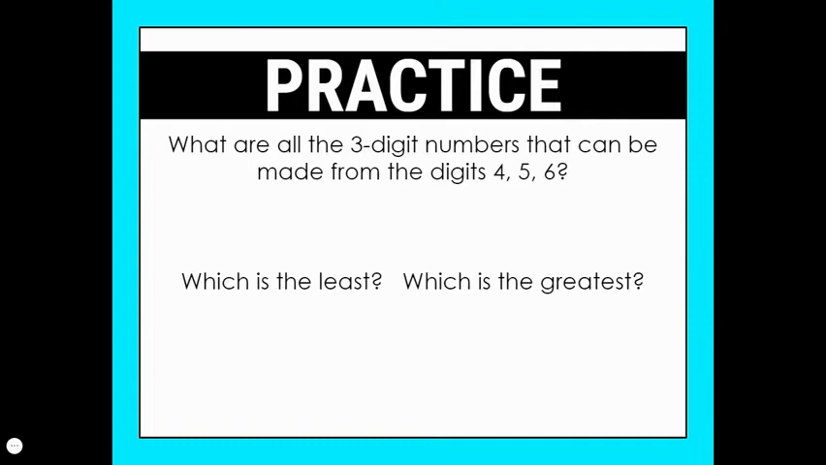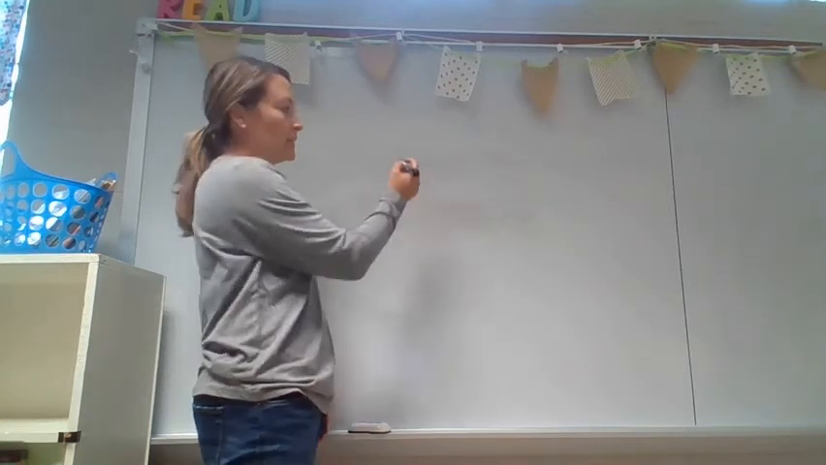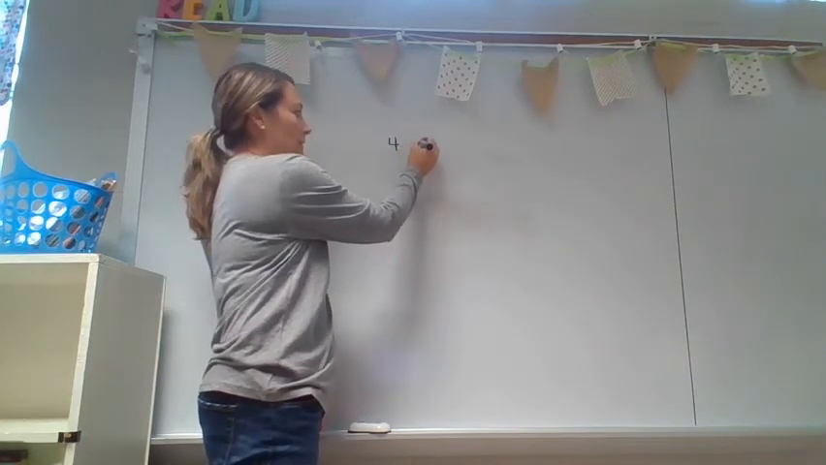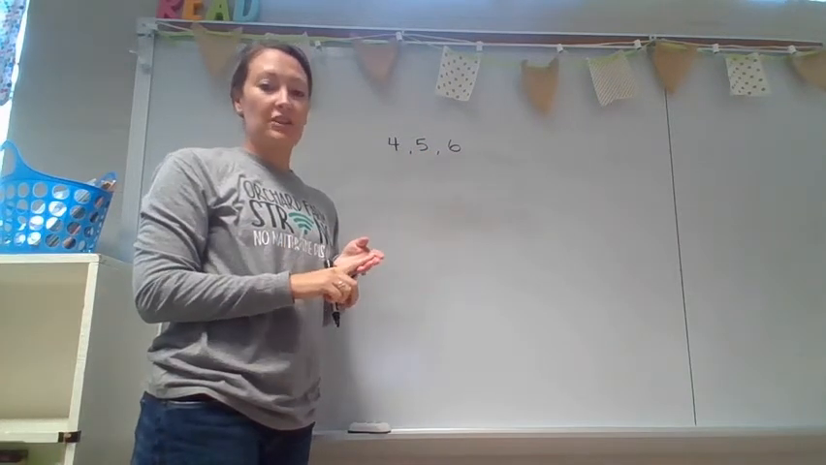So now we want to try and find what are all the 3-digit numbers that can be made from the digits 4, 5, and 6. So after we find all of our 3-digit numbers that we can create, we're going to circle which one is the least or the smallest, and we're also going to circle which one is the greatest or the biggest. So now we're thinking about all of the numbers that I can create with the digits 4, 5, and 6. And remember that I want them to be all 3-digit numbers.